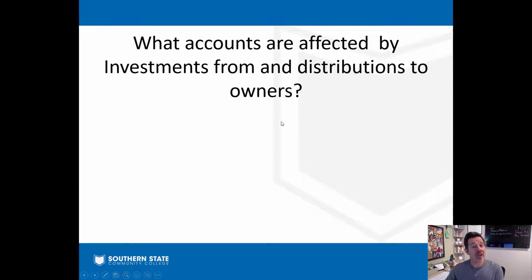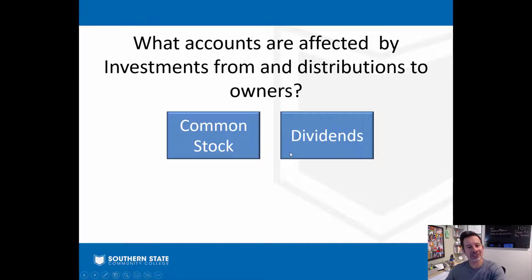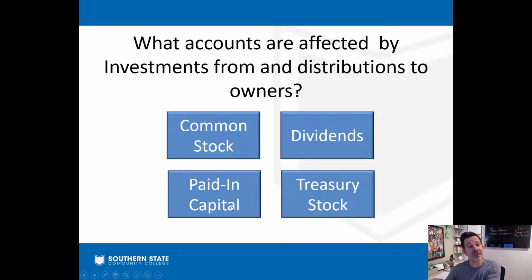Okay, so hopefully you've had a moment to consider the accounts that are going to be affected by an investment from an owner or a distribution to an owner in our accounting system here. So, first of all, common stock, right? When an owner invests into a corporation, usually they get common stock as evidence of that investment. Dividends, when we make a distribution to the owners, usually it's in the form of a dividend. We normally think of a cash dividend. We'll learn later on that a dividend can also be property.